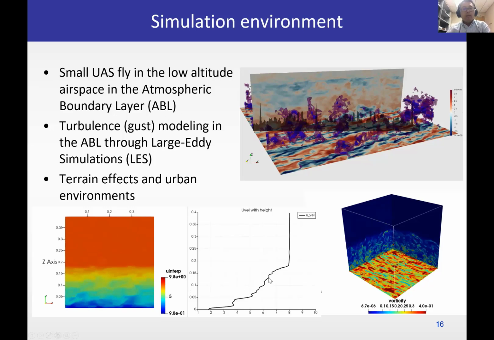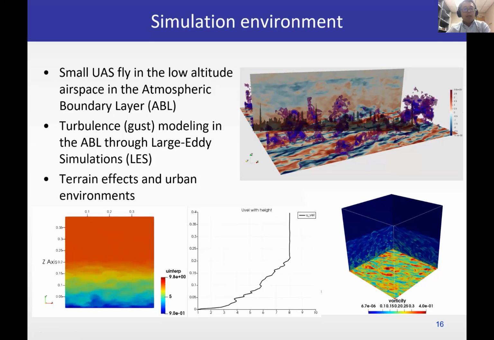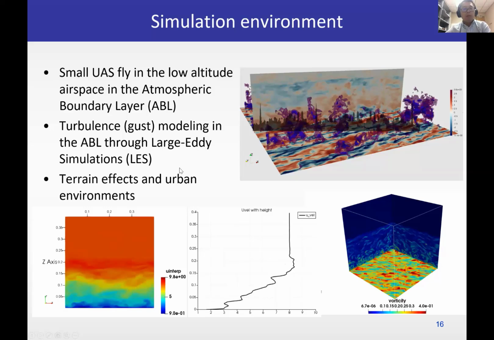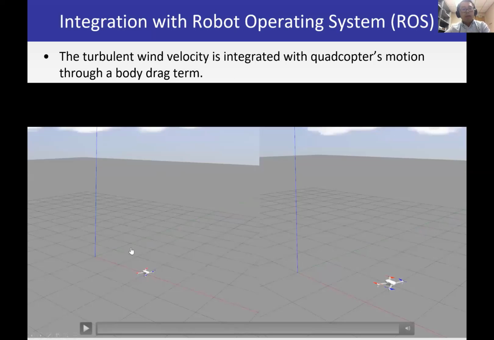So we have successfully integrated the data generated from large area simulations into the ROS environment. If you're familiar with ROS, it is very commonly used in the robotics community. Right now, they don't have the capability to incorporate dynamic wind into the simulation. So we recently made a breakthrough to incorporate that.